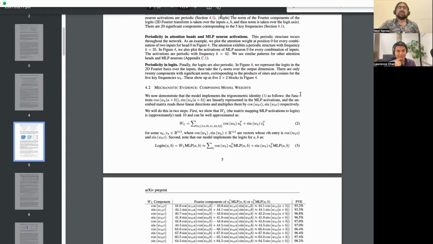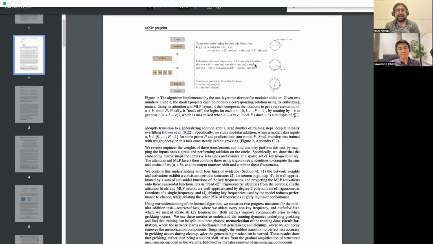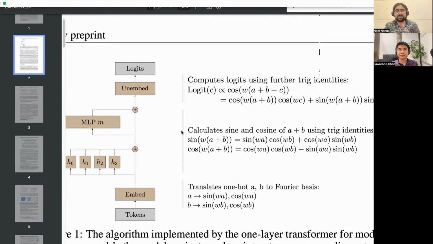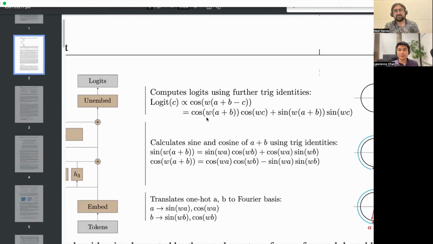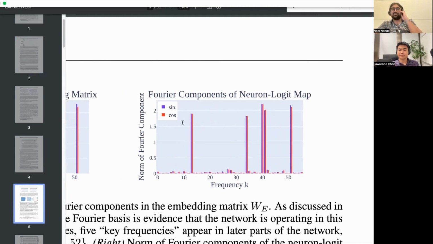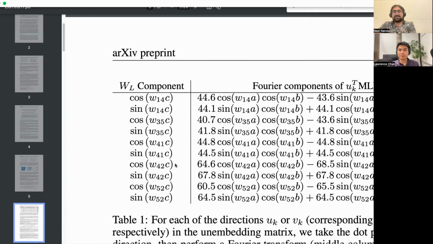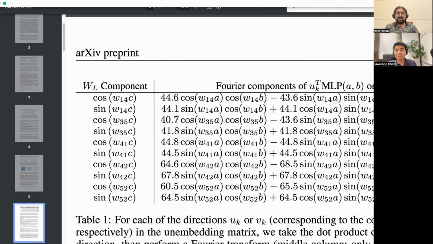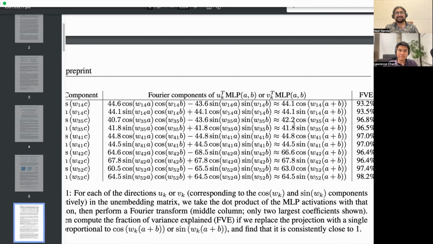So, category 2, we can just read off the algorithm from the weights. If we refer back to the main algorithm figure, we assert that from the neurons to the output logits, things look like this. The neurons have calculated these activations, cos w(a+b), and then there's the map to cos wc. And we saw that when we looked at the neuron logit map, most of it consisted of these cos wc, sin wc terms. Each of these corresponds to a direction in neuron space. If you dot this direction with the actual neurons, it gives you a number for each input A and B and each trig component cos wc and sin wc. This table just shows the actual numbers you get when you do this.